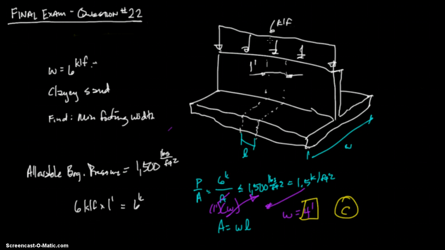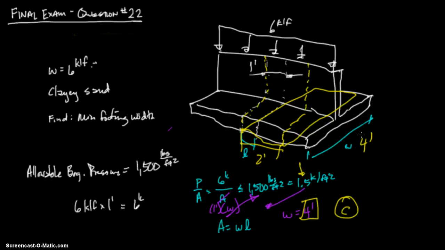If you did a 2 foot length, you could do the same thing. 6 times 2 foot is going to be 12 kips, correct? You assume it's divided equally over the entire bearing area. Our length is 2 foot and our width is 4 foot again, so our area is 8 square feet. 12 divided by 8 is 1.5, and that's what we got again. So as you can see, it doesn't matter how long it is, since you're doing it per foot, it works out that way. So our answer once again is C.